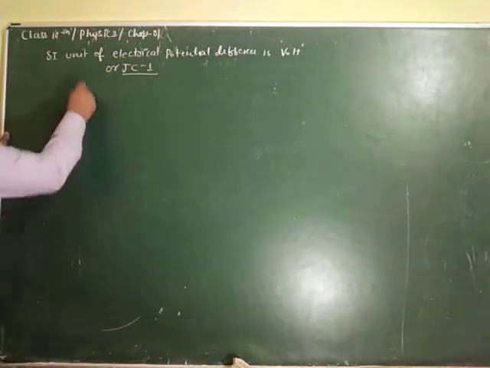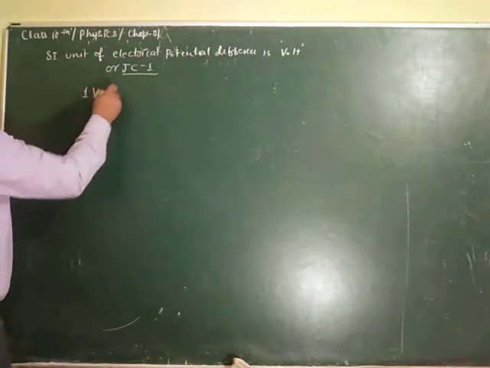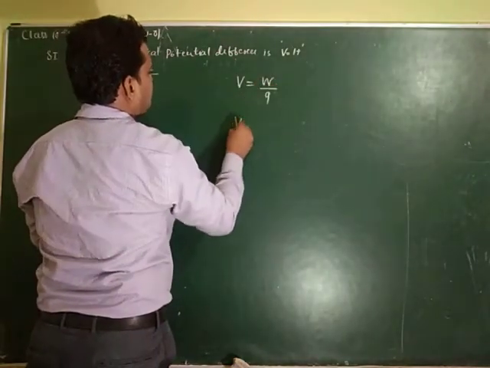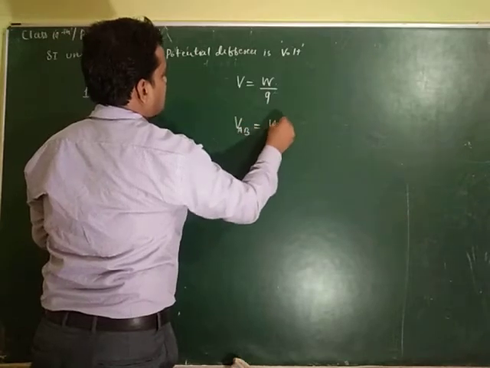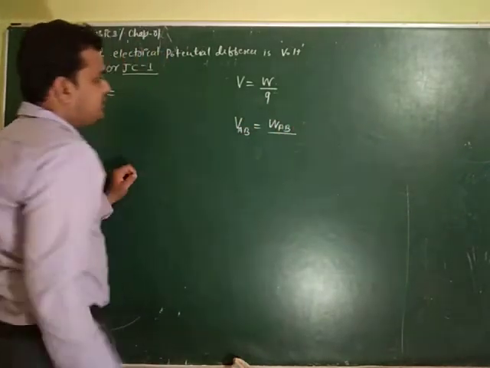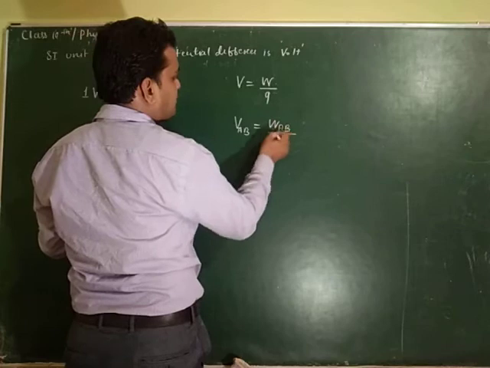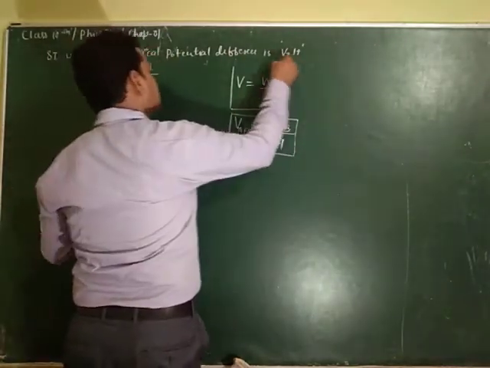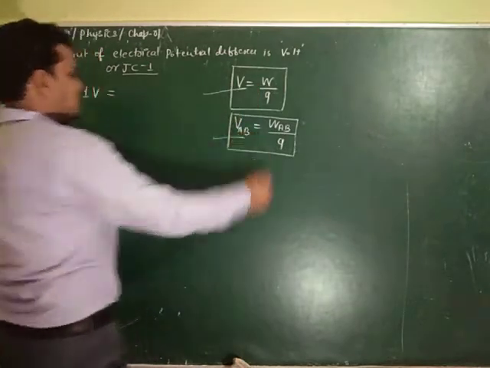Now we will define 1 volt. So we have studied that voltage is equal to work done per unit charge, or potential difference is equal to work done between 2 points, the work done in bringing a charge from one point to another point. So these are the definitions: this is for potential, this is for potential difference.